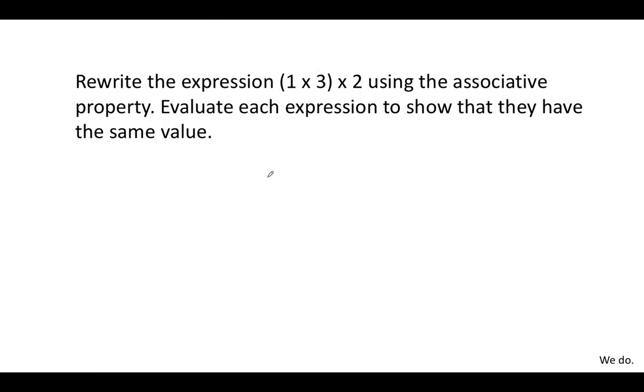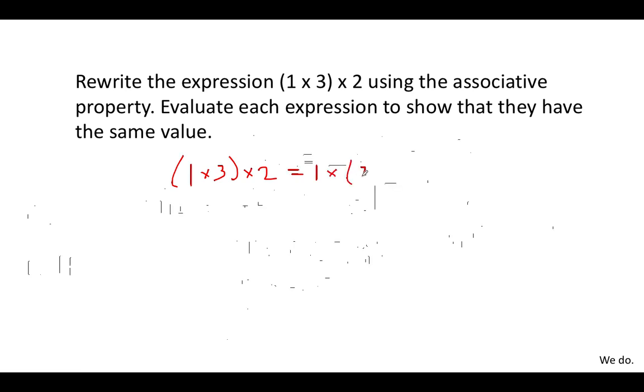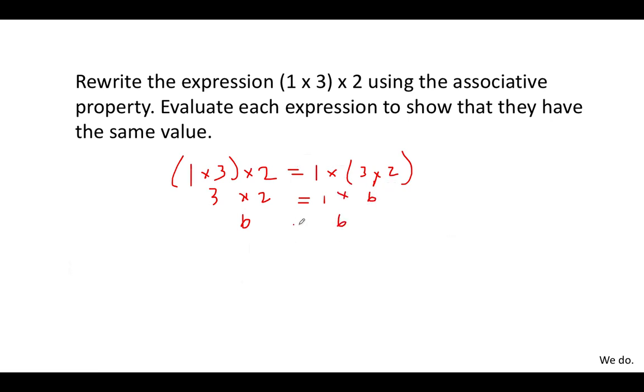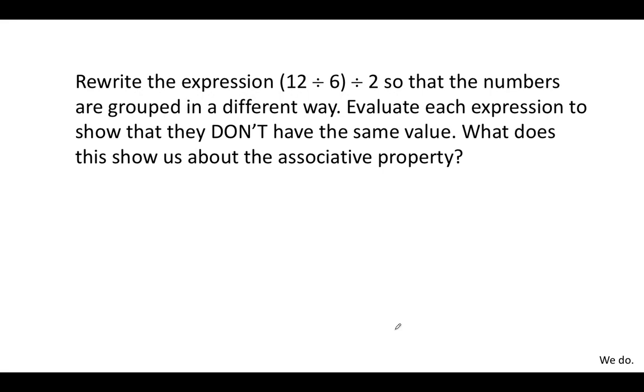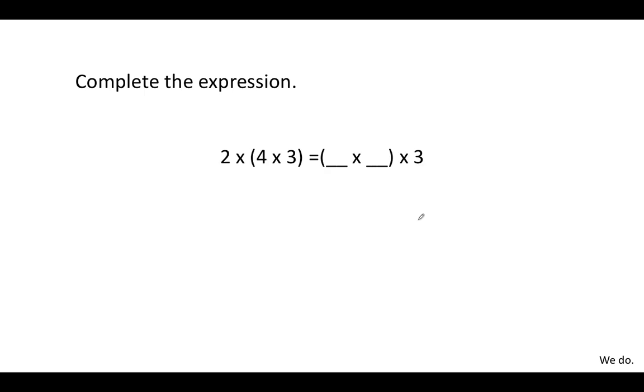So we're going to rewrite this expression using the associative property and then evaluate it to see if it's the same. So you're essentially going to do this equals this, and then do the math and see if it's equal. In other words, do 3 times 2, that's 6, 1 times 6, okay, so they're equal. This looks right. Let's try division. So you do the same thing. They don't end up equal. And then you're just practicing filling in blanks.